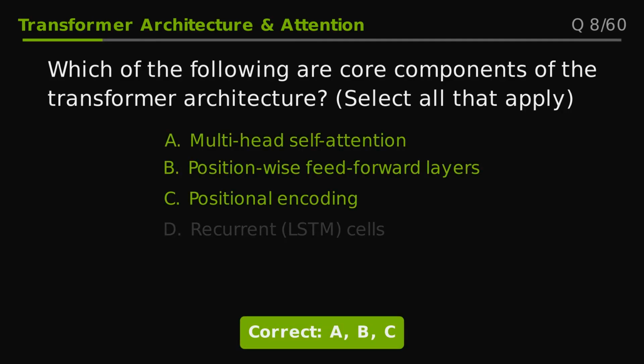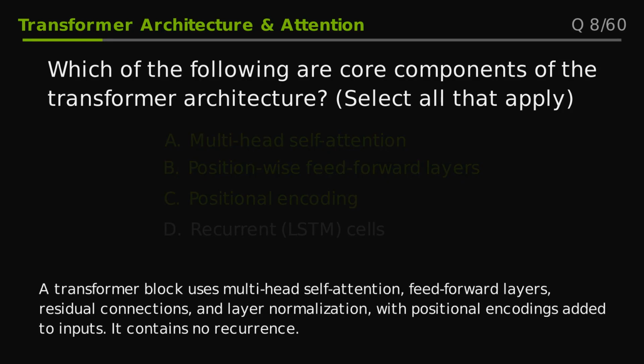The correct answers are 1, 2, and 3. A transformer block uses multi-head self-attention, feed-forward layers, residual connections, and layer normalization, with positional encodings added to inputs. It contains no recurrence.